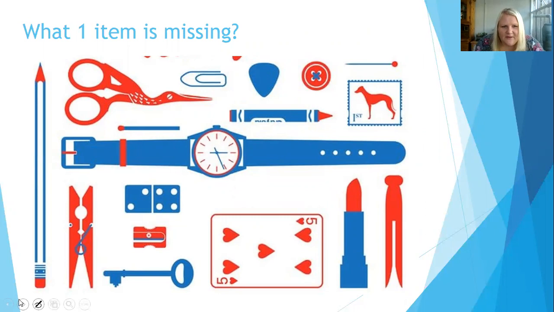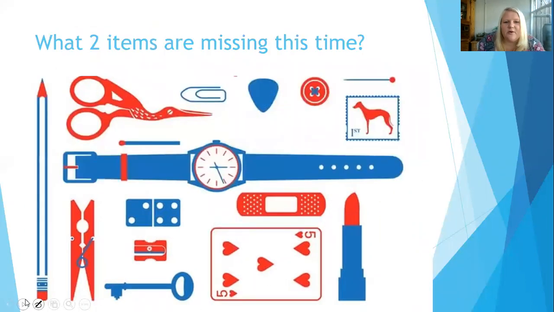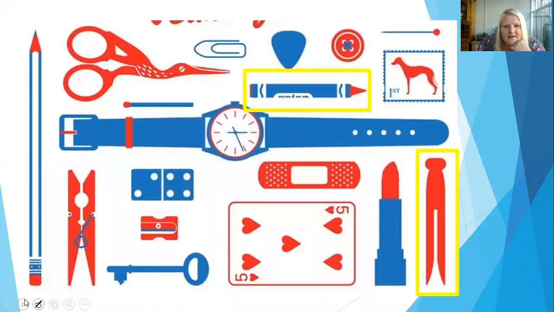Okay, so there's only one item missing. It is the plaster. Well done if you managed to work out it was the plaster missing. Right, what's missing this time? There are two items missing this time. Which two items are missing? So the plaster's back. What else has gone missing? You ready? It is the crayon and the peg. Well done if you spotted it was the crayon and the peg that had gone missing.